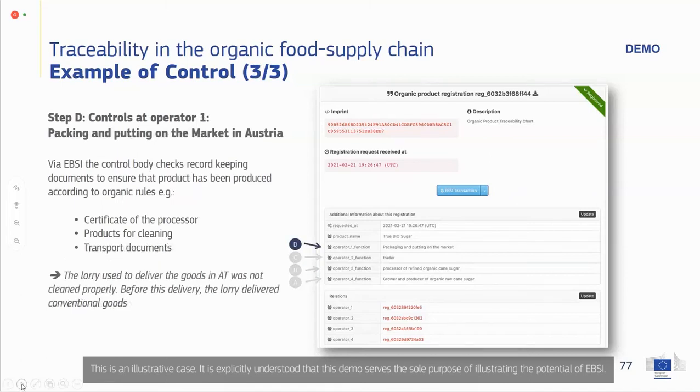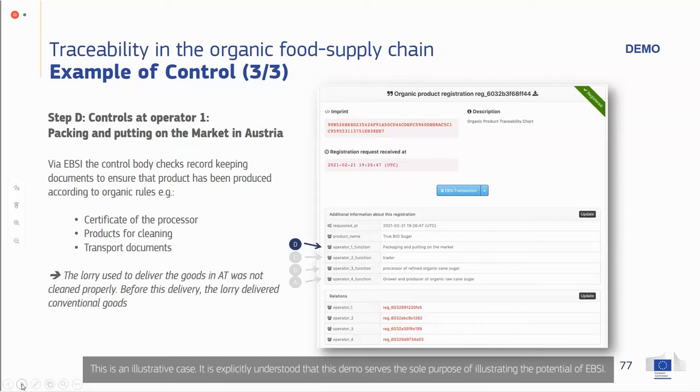And now we're going to skip the trader because it's already said the trader doesn't touch the product, unless he has a valid certificate, so there is no way that he could have contaminated the product. So we go straight to operator number 1, which is our final operator, the Austrian operator who is buying the refined sugar in bulk from Sweden through the German trader.